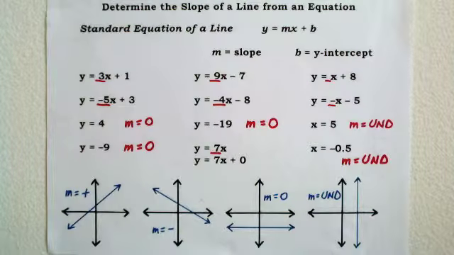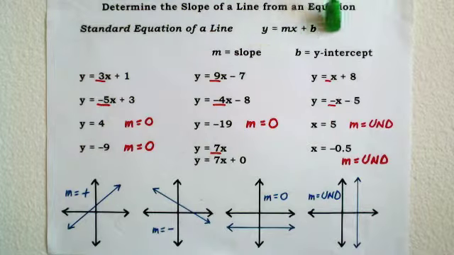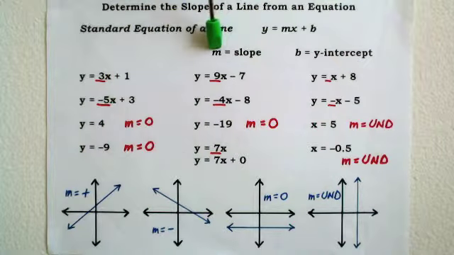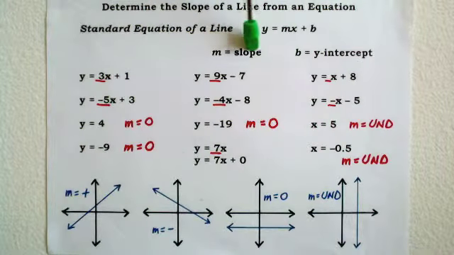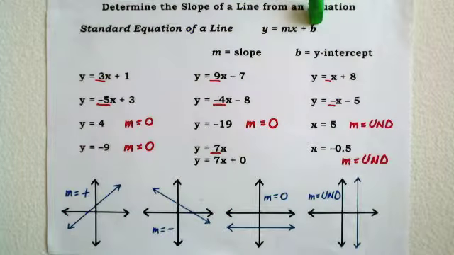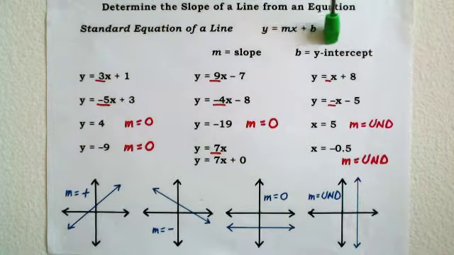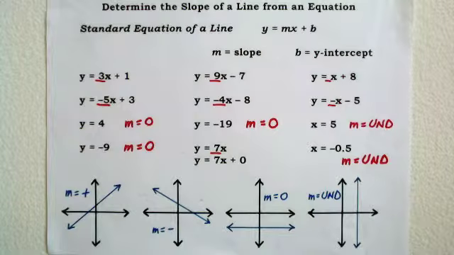In this lesson, I'm going to show you how to quickly and easily determine the slope of a line from an equation. This is the standard equation of a line, y equals mx plus b. I need my equation of the line in this format to easily read slope, which is represented by the symbol m in the equation, and the y-intercept, which is represented by b in the equation.